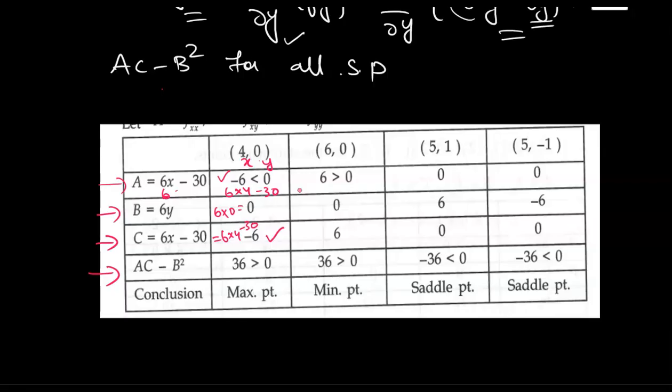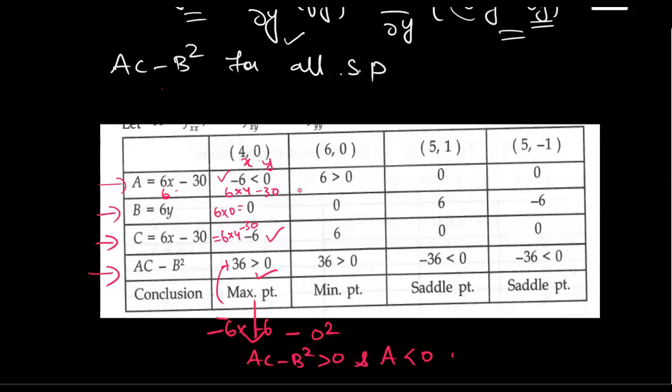And then finally AC minus B square. A is minus 6, C is minus 6, then 6 into minus 6 minus 0 square. So minus 6 into minus 6, it is plus 36. So we have got AC minus B square. Now what we have to check is, if AC minus B square is greater than 0 and A less than 0, we call it a maximum point.